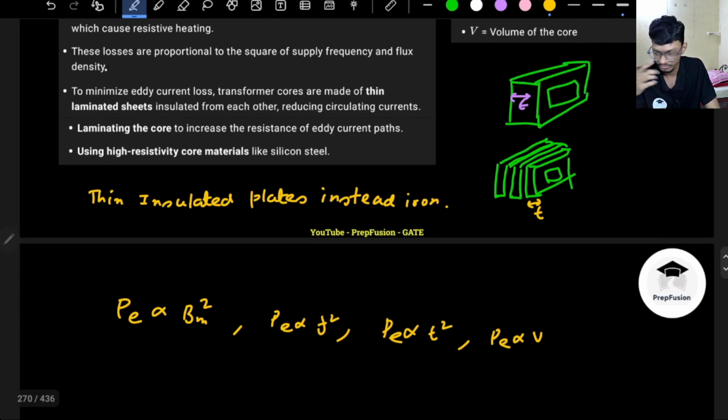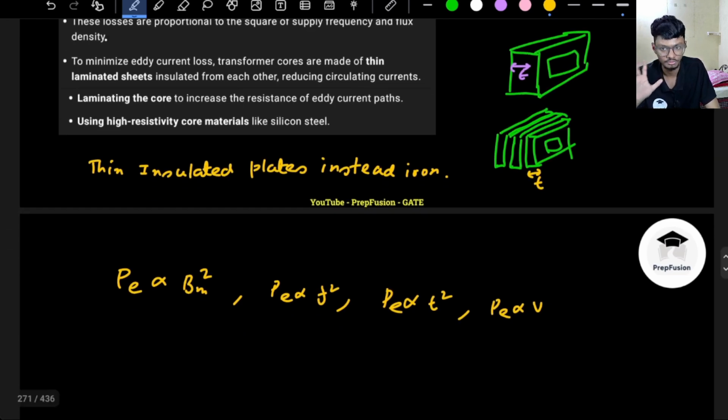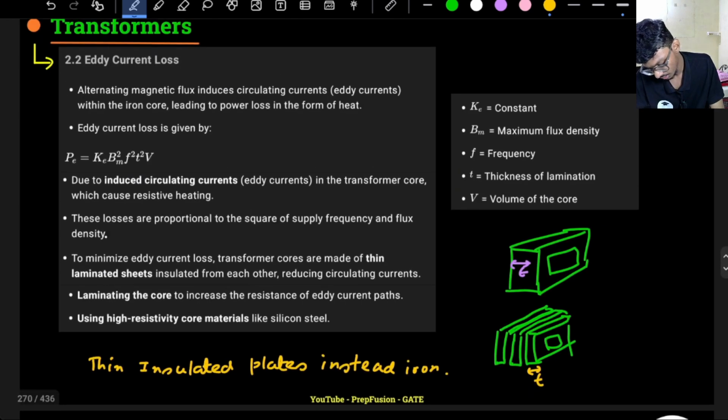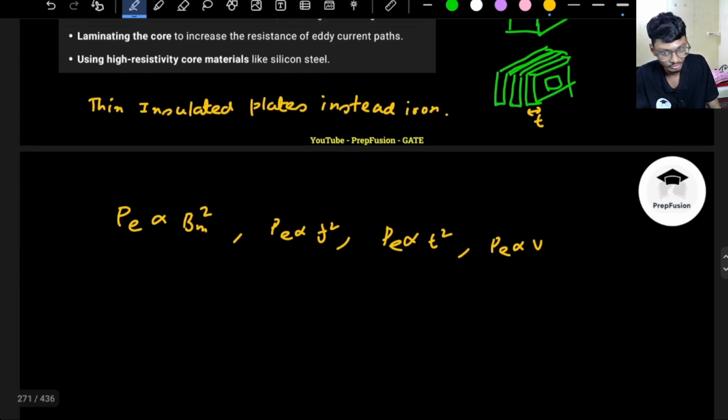So what is the same for hysteresis loss? Also, it depends on the volume of the core. For eddy current also, it depends on the volume of the core. But the new things here are that it depends on the thickness squared and on the frequency squared. Hysteresis loss was depending only on the frequency. Okay, so that's about the eddy current loss basically.